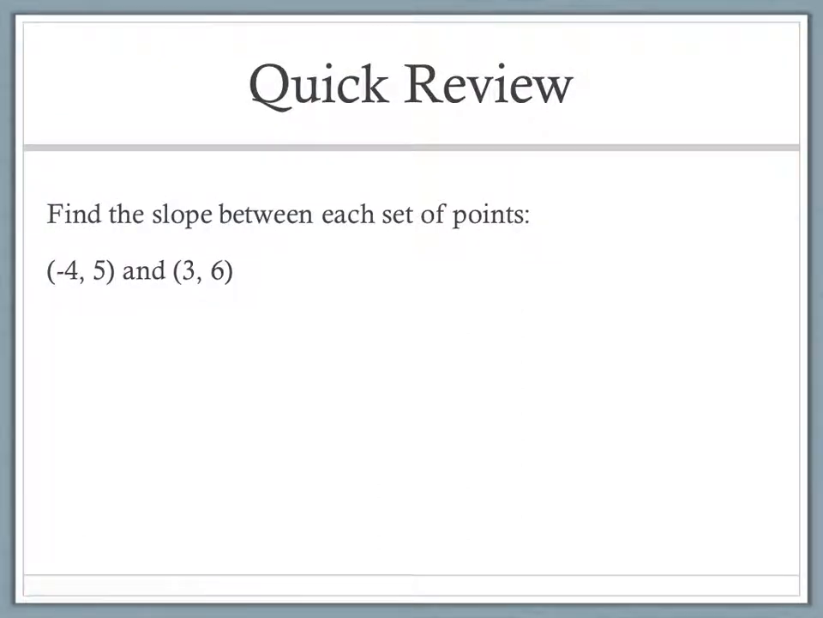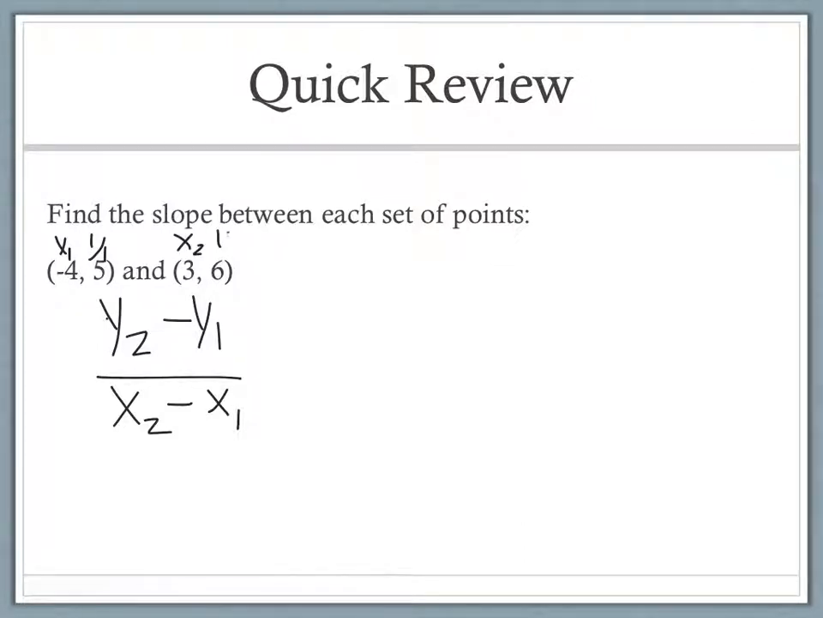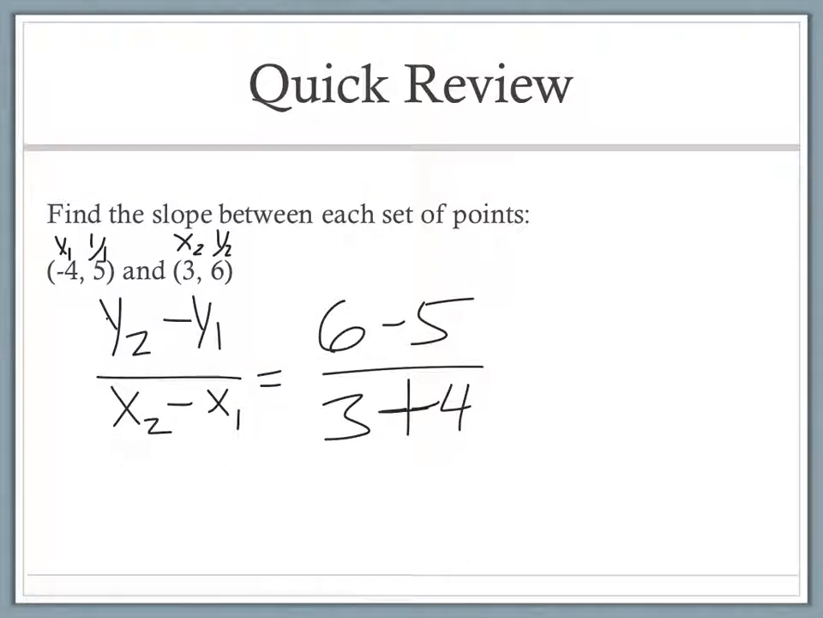Before we get into it, let's do a quick review of how to find a slope if we're given 2 points. Remember, the formula for slope is y2 minus y1 over x2 minus x1. So you subtract your x's and subtract your y's. Remember, y's go on top. If it helps you, you can label them x1, y1, x2, y2. So now I'm going to do 6 minus 5 over 3 minus negative 4, which we know 3 minus negative 4 becomes a plus. So now I have 1 over 7, so our slope would be 1/7.